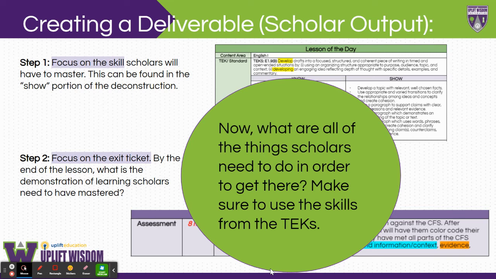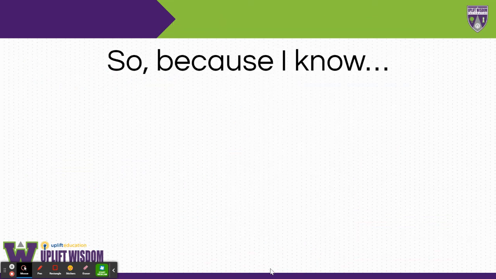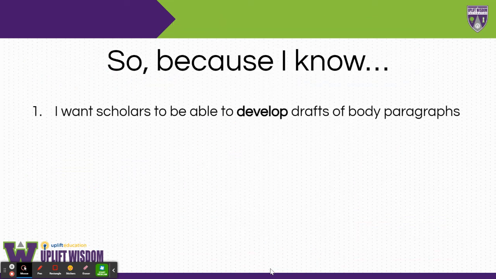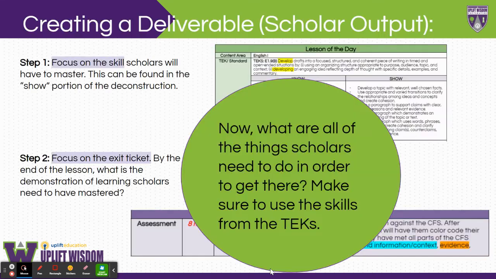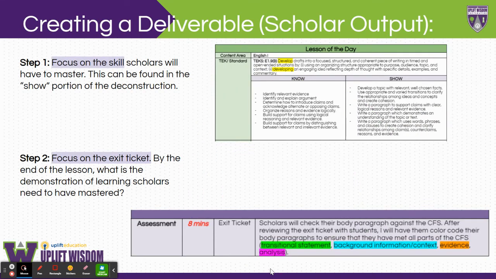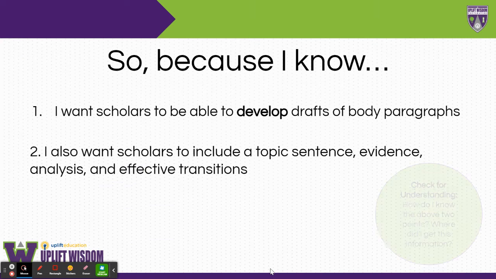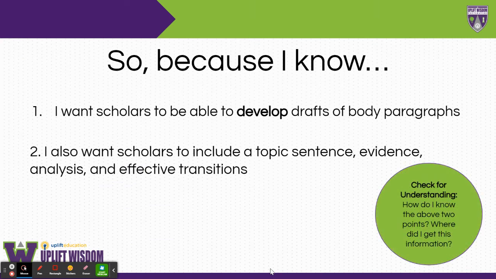So I'm going to focus on the skills. Because I know I want scholars to develop drafts of the body paragraph, and I also know that I want scholars to include a topic sentence, evidence, analysis, and transitions, because that's what I put in my exit ticket. So I know I want all of these parts. I now need to create all of these deliverables to get them there.